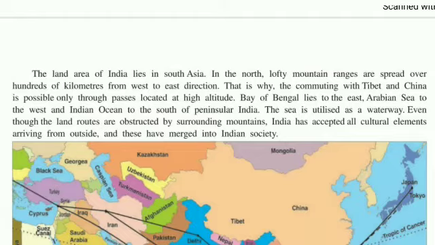इसके अलावा Bay of Bengal lies in the east, यानी पूर्वी क्षेत्र में बे ऑफ बंगाल है, पश्चिमी क्षेत्र में अरेबियन सी, और दक्षिणी यानी साउथ क्षेत्र में हमें मिलता है इंडियन ओशन. So the sea is utilized as a waterway.